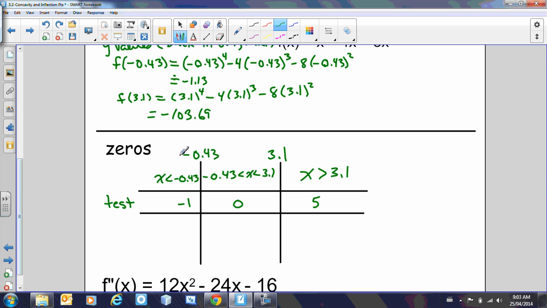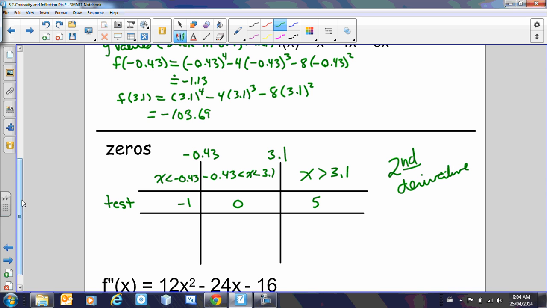Now again, basically the same thing, and this time we probably won't be able to avoid it too much. Intuitively, again, we can get an idea what's going on. So essentially, these are my turning points, negative 0.43 and 3.1, and as I did last time, I'm testing values in each of the ranges to determine whether the second derivative is positive or negative. And we should be able to see what each of those means.